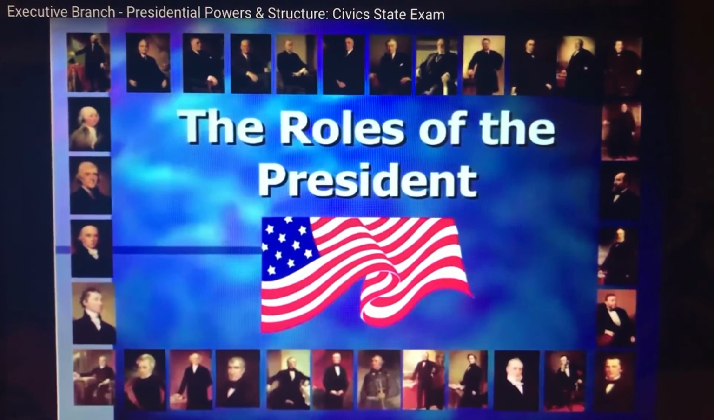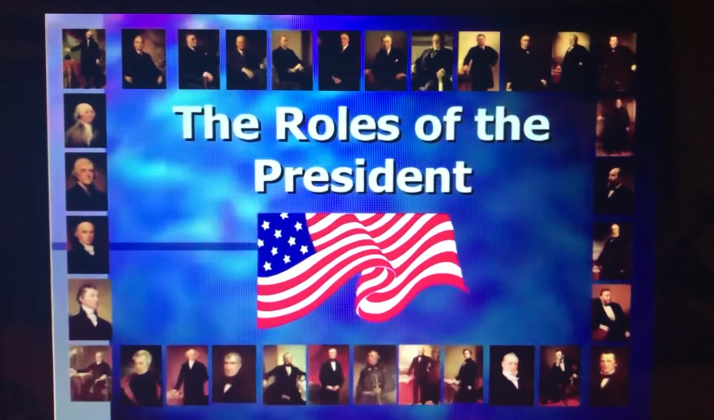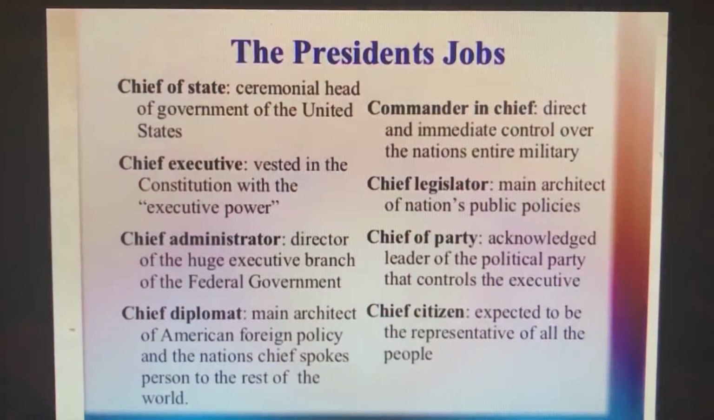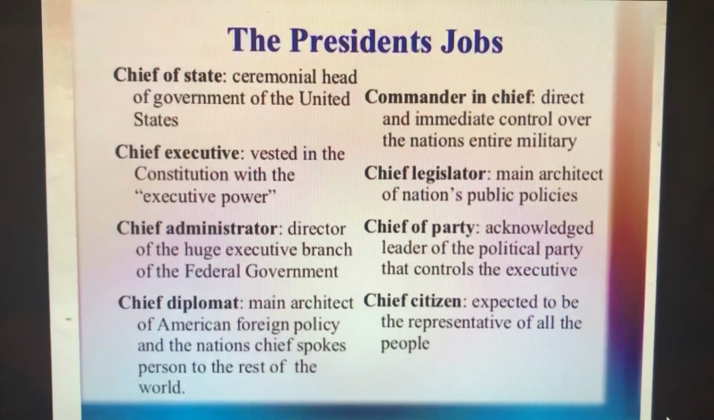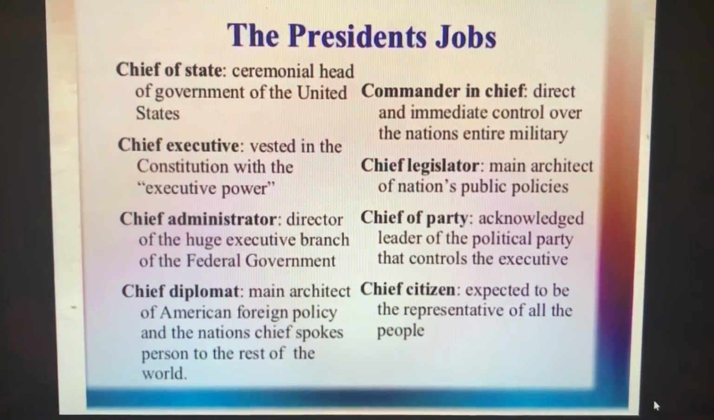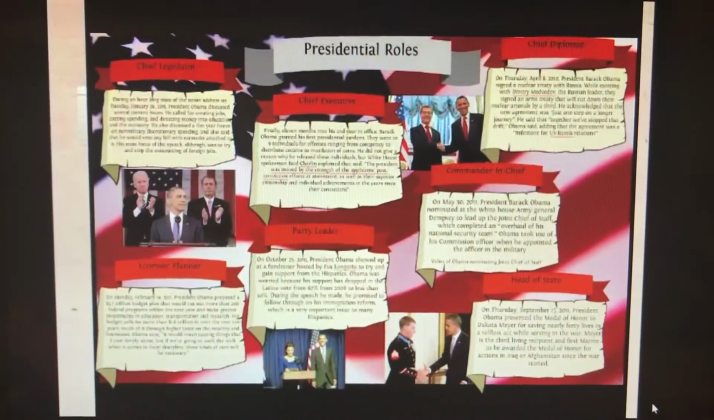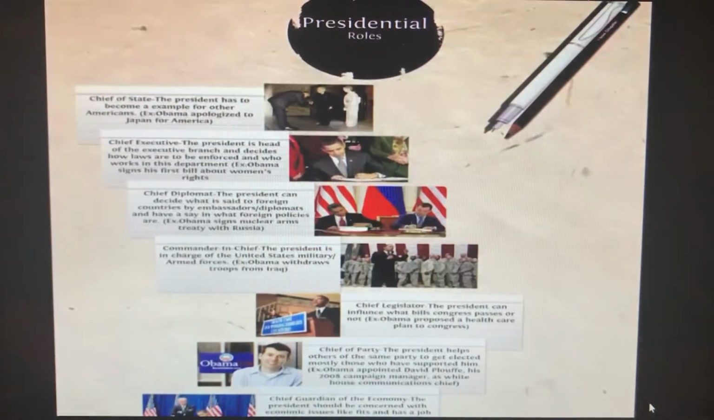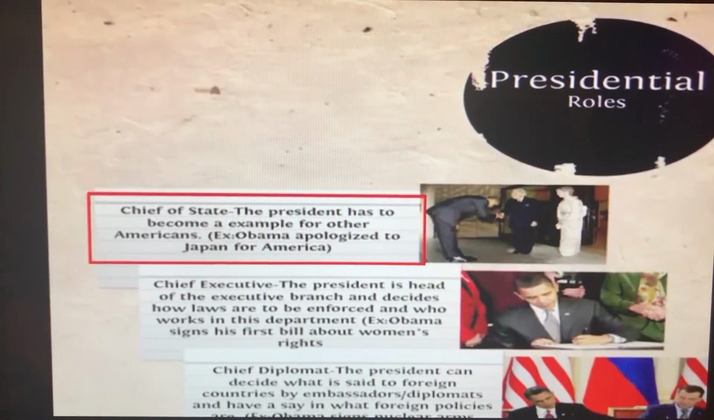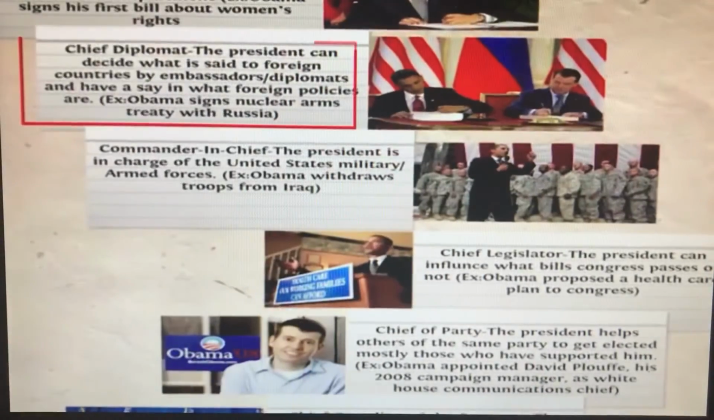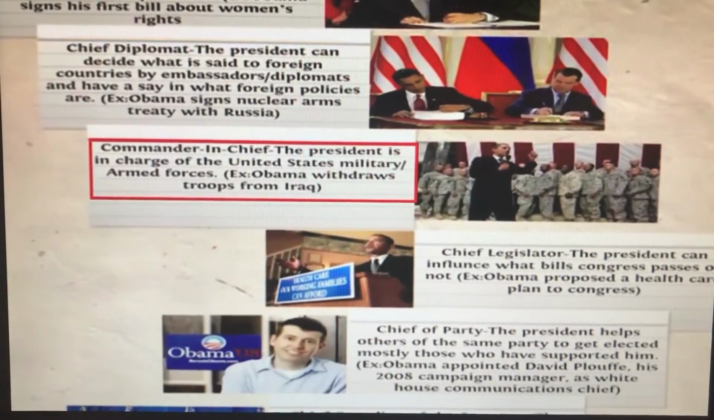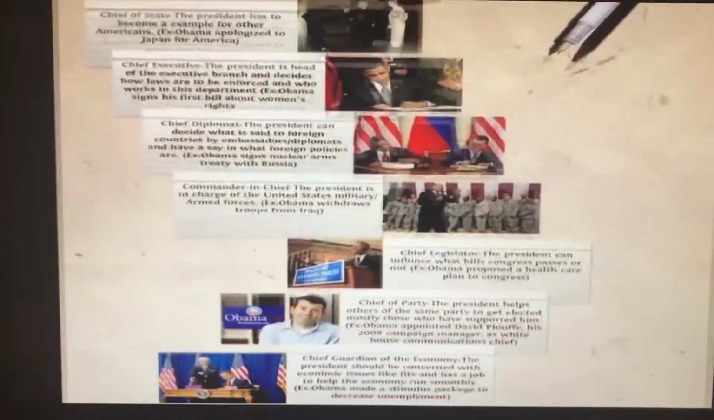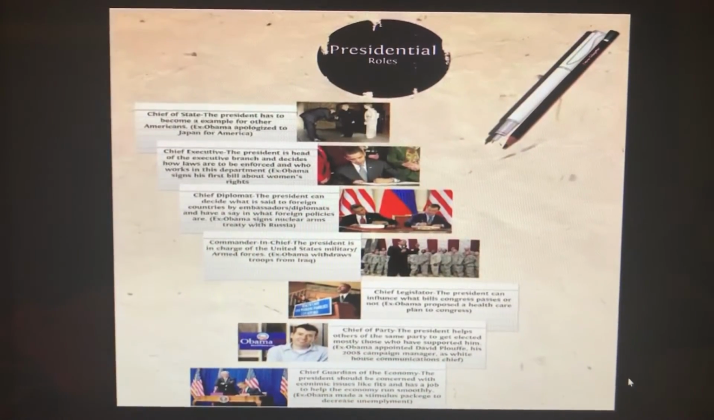With all of the things that the president does besides enforcing the laws, we have come up with labels for the various roles that they play. Now, if you Google presidential roles, you'll see various lists, most of which are pretty much the same, but slightly different in some cases. We will use the following: Chief of State, Chief Executive, Chief Diplomat, Commander-in-Chief, Chief Legislator, Party Chief, and Chief Economist. And these, again, are presidential roles.